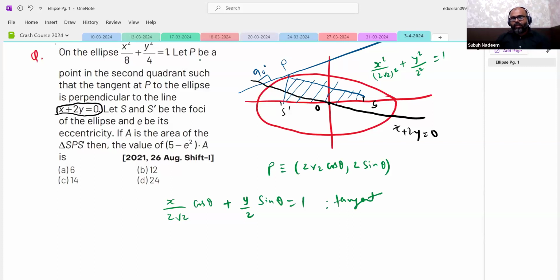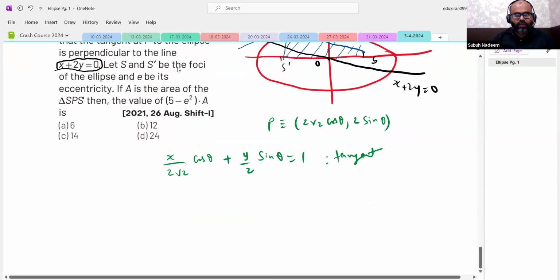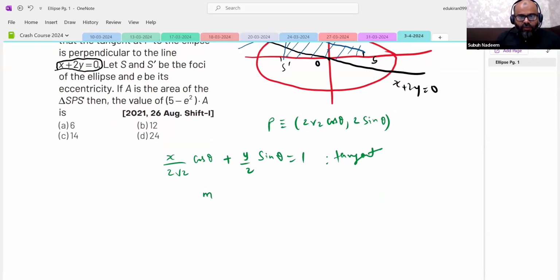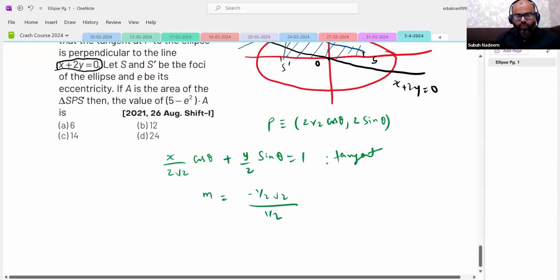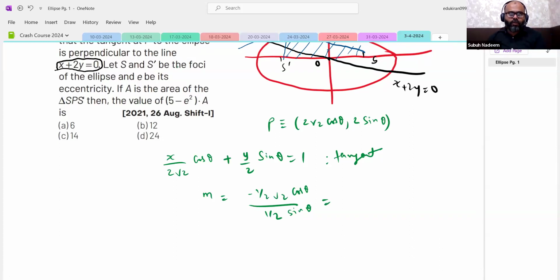Now this tangent has the slope m, which is minus a by b. So minus 1 by 2 root 2 cos theta upon 1 by 2 sin theta. The 2 will cancel, and minus cot theta by root 2 will come out as the slope of the tangent.